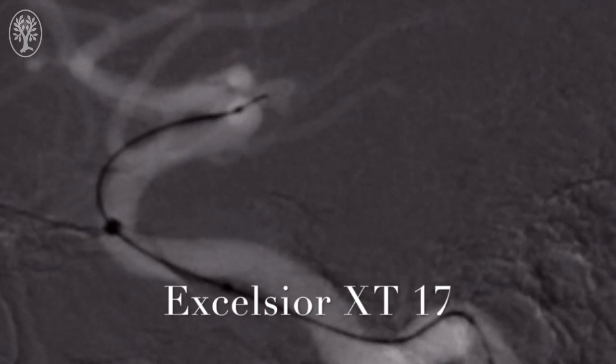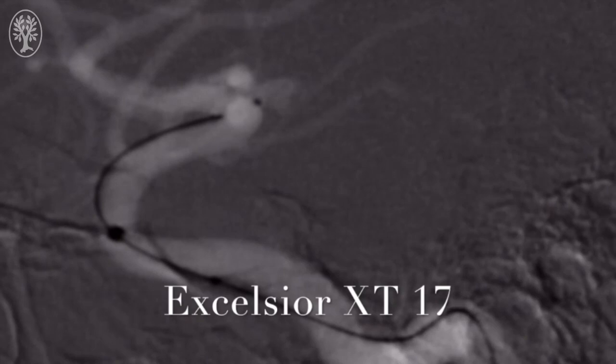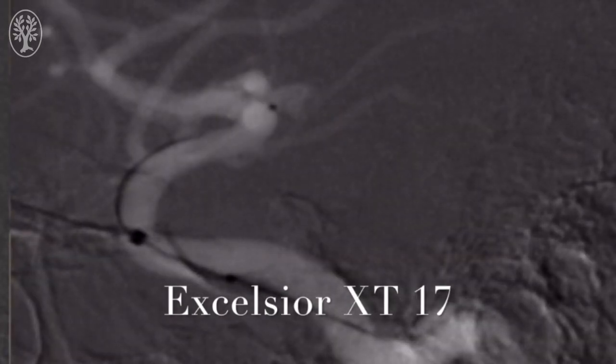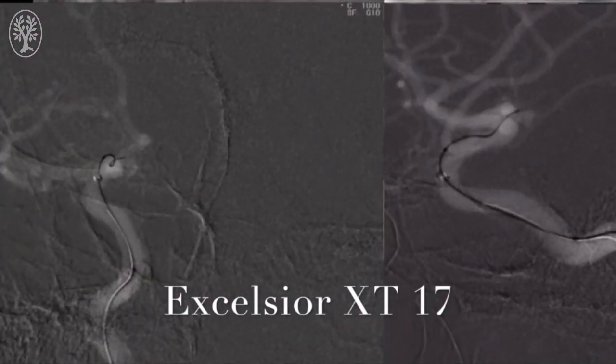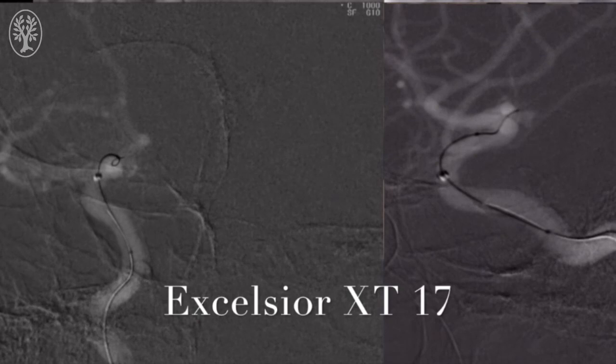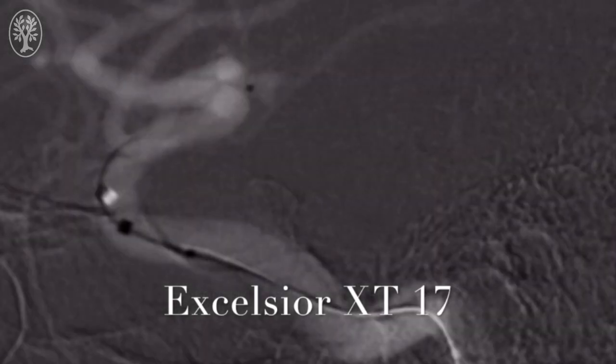Here we can see that we're bringing in an Excelsior XT17, parking it at the neck of the aneurysm. Once the catheter is in stable configuration at the neck, we then are going to try to deliver our first coil. But as you can see, this catheter does not want to have a stable configuration and continues to herniate from the aneurysm neck into the parent vessel. Our second attempt using this catheter yields the same result.